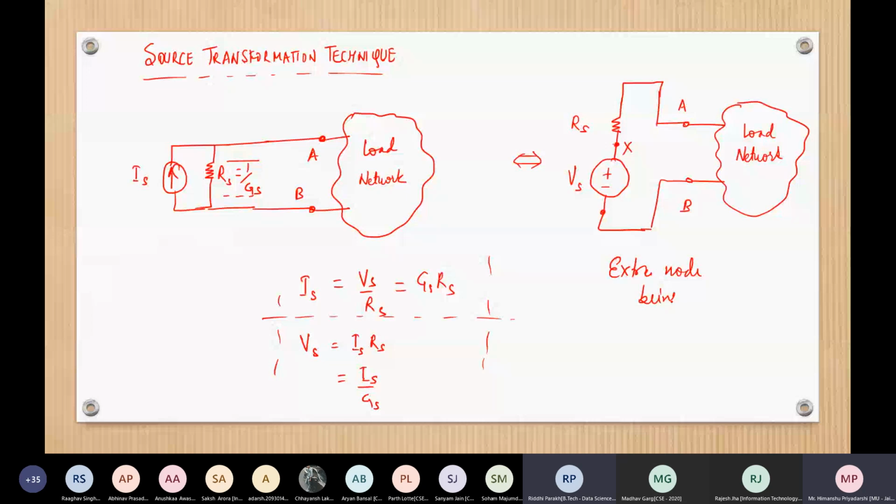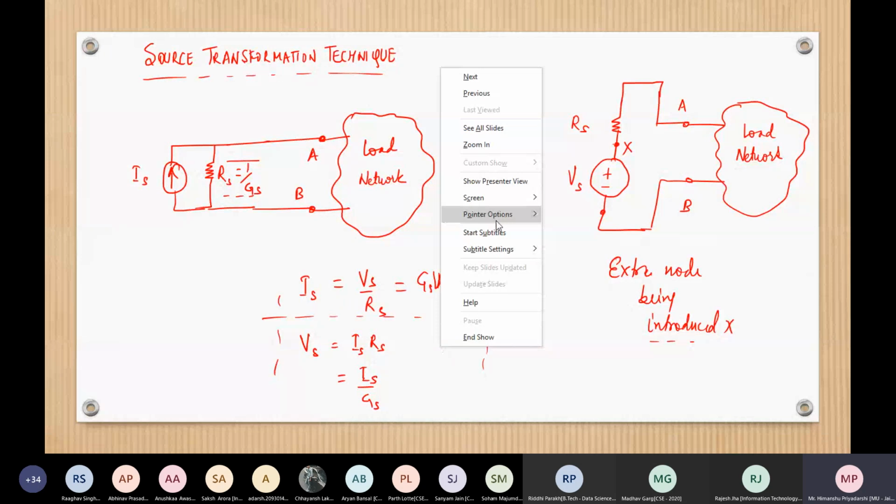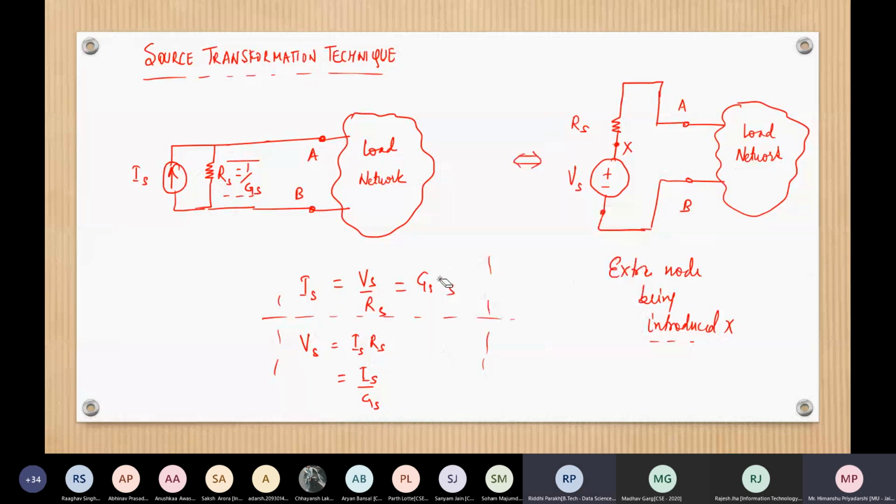Sir, it should be Gs Vs. Is equal to Gs Vs. Correct. Very good. Wonderful. Thank you, dear. So grateful to you.